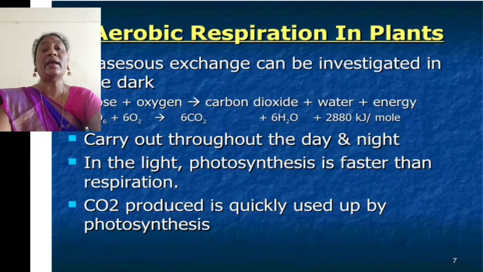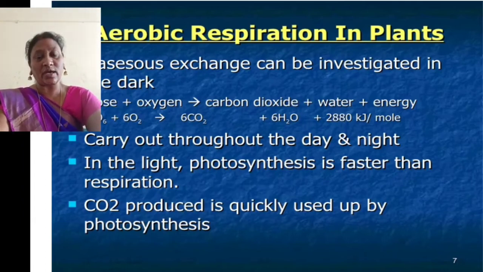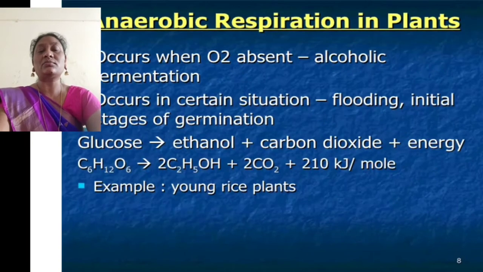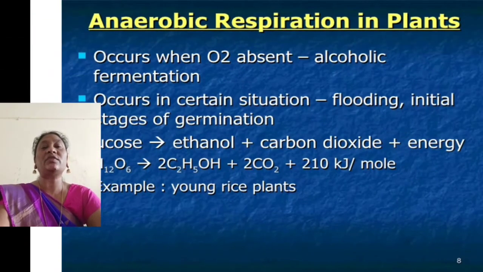In the light, photosynthesis is faster than the respiration. Carbon dioxide produced is quickly used up by the photosynthesis. The carbon dioxide which is used by the photosynthesis, and they release the oxygen. The alternate exchange of gaseous exchange we can find here.